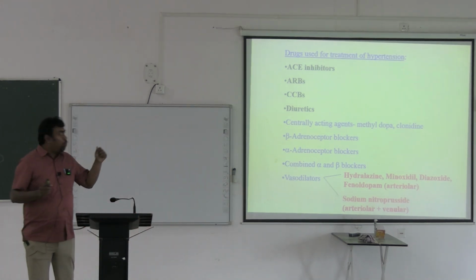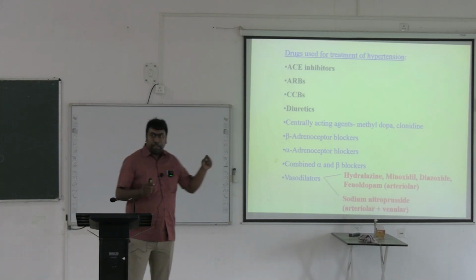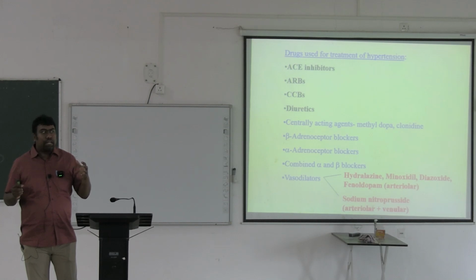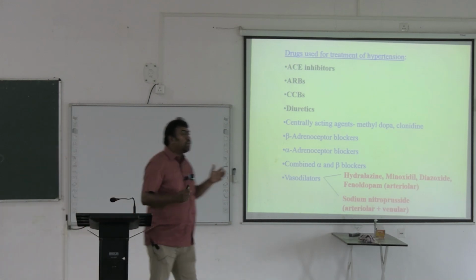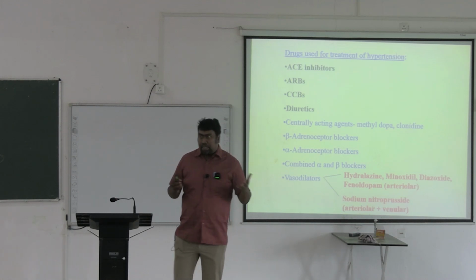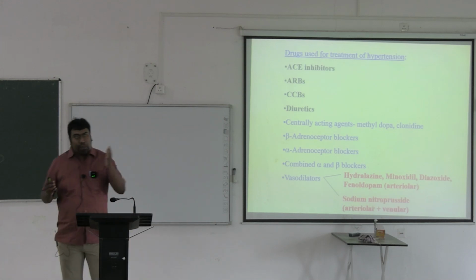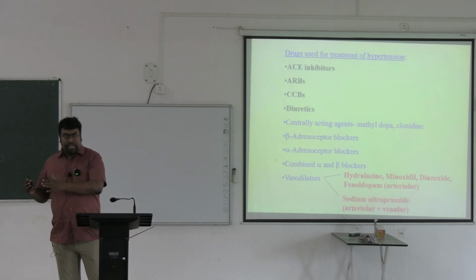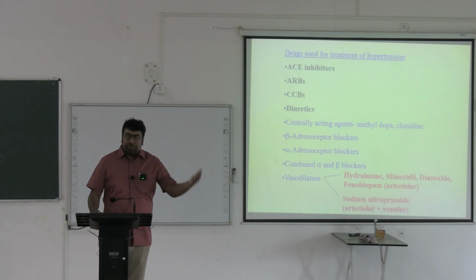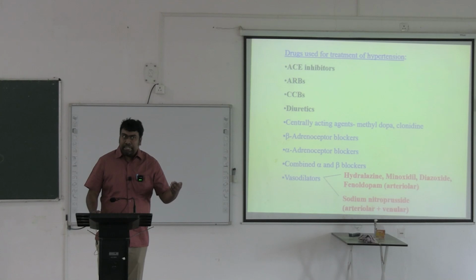Very good. Now you have to remember which type of CCB. What are the common CCBs used for hypertension? Amlodipine, the dihydropyridine group of calcium channel blocker. Which calcium channel blockers are not commonly used as a first line antihypertensive? Verapamil and diltiazem. Where are they used? They can be used in angina or arrhythmias.